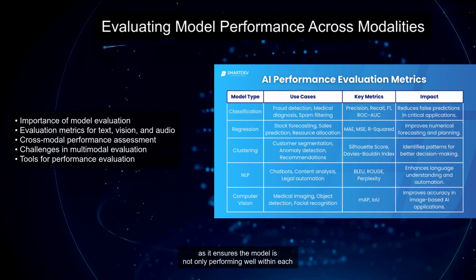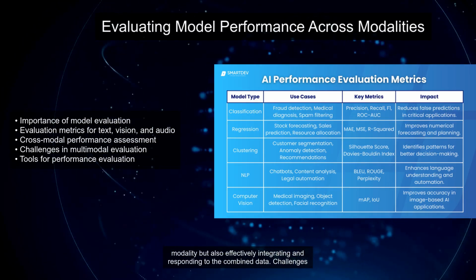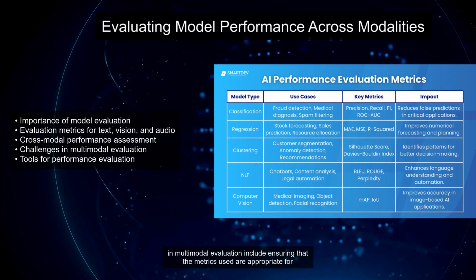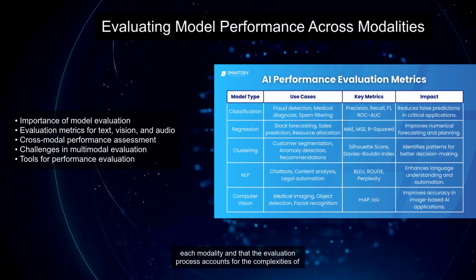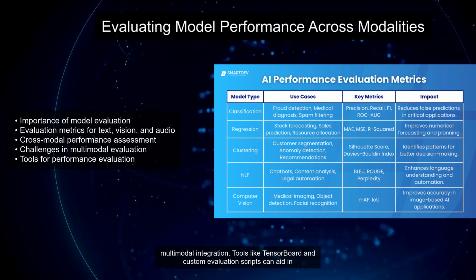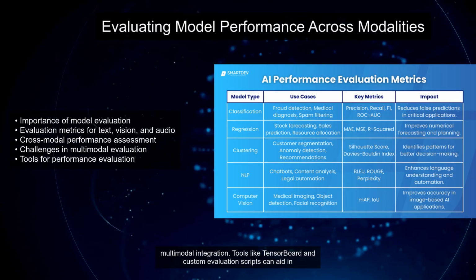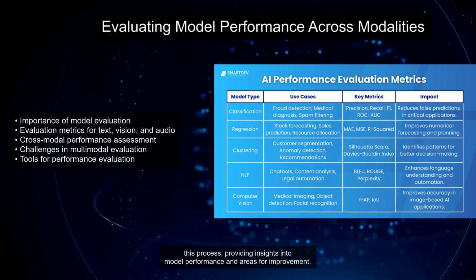Assessing cross-modal performance is crucial, as it ensures the model is not only performing well within each modality but also effectively integrating and responding to the combined data. Challenges in multimodal evaluation include ensuring that the metrics used are appropriate for each modality and that the evaluation process accounts for the complexities of multimodal integration. Tools like TensorBoard and custom evaluation scripts can aid in this process, providing insights into model performance and areas for improvement.